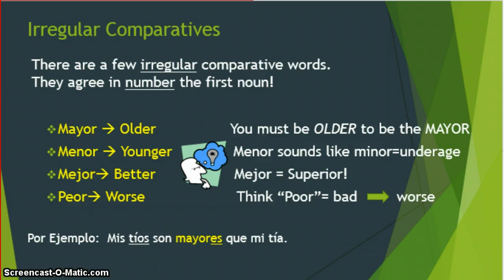So mejor, superior, better. Peor significa worse. So if you think of the word poor, peor, something that's done poorly is not done well, it's done bad. And if it's really, really bad, we know it could potentially be the worst. So that one, link it to the word poor. All right, so just some connections to help you remember those vocabulary words for the irregular ones. Un ejemplo para terminar. Mis tíos son mayores que mi tía. Once again, I said it has to agree in number since I'm referring to my uncles. They are all older, mayores que mi tía, than my aunt.